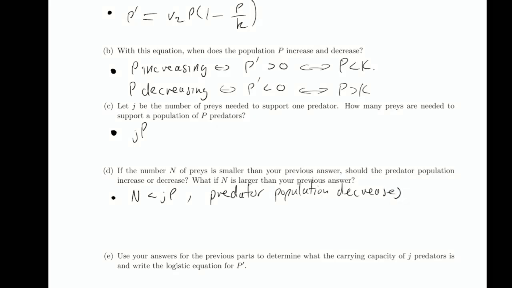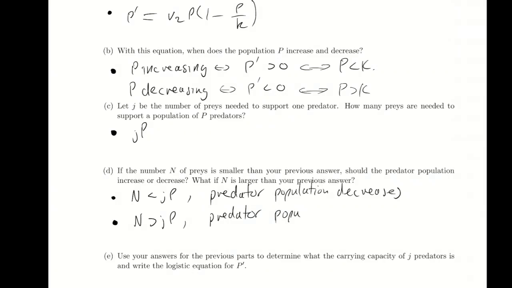And similarly, if n is greater than jP, then there's extra food around. Presumably this means that if new predators are born, then those new animals will live on. There'll be enough food to sustain them. That is, the predator population will increase.